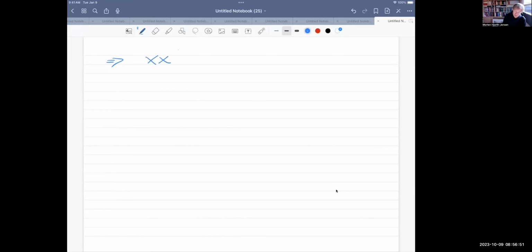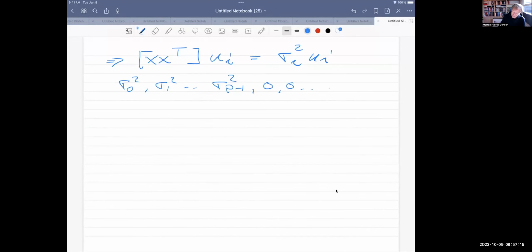So if we take x transpose and multiply that with any of these vectors, this is going to be given by sigma i squared times u i, where sigma i goes from sigma 0, sigma 1, up to sigma p minus 1 squared, but then I will have zeros all the way up to n minus 1, which is the full dimensionality. So when we diagonalize the matrix X, these sigmas are actually the singular values of the design matrix.